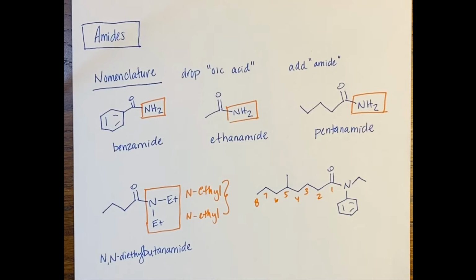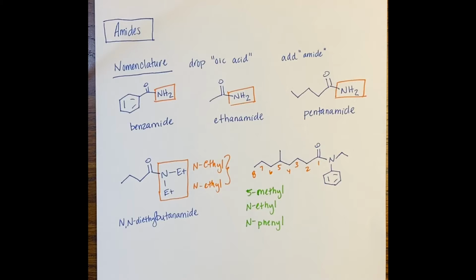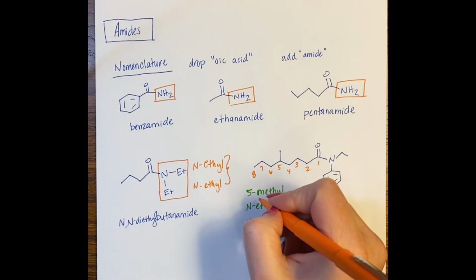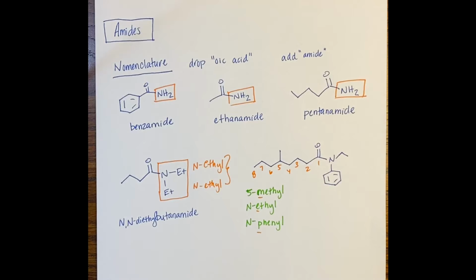In the next compound, we have an 8-carbon parent chain. The substituents that we have to deal with in this compound are a methyl group at carbon 5, an ethyl group on the nitrogen, and a phenyl group on the nitrogen. So if I list those substituents, I have a 5-methyl, I have an N-ethyl, and I have an N-phenyl. So when I put all of that information together, I'm going to alphabetize according to the first letter of the substituent. The N for those groups bonded to the nitrogen act just as a number, so they do not factor into the alphabetical order at all.